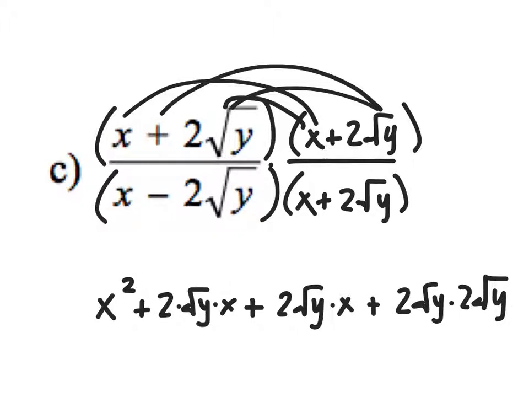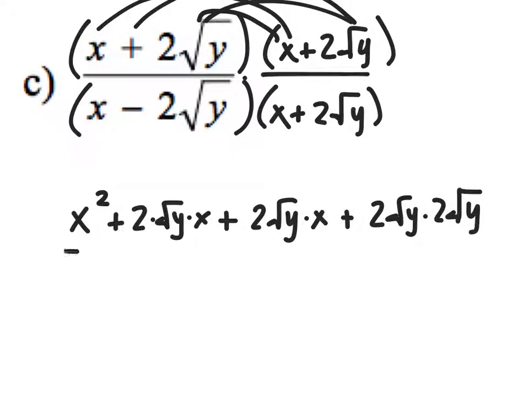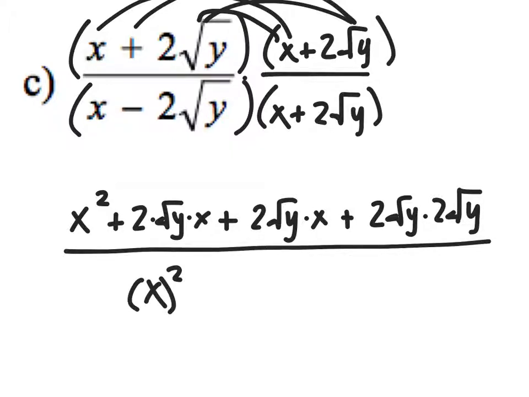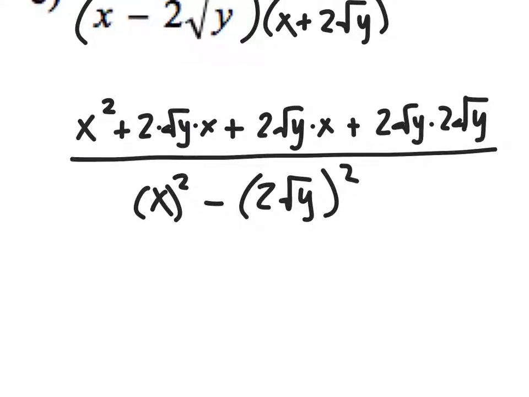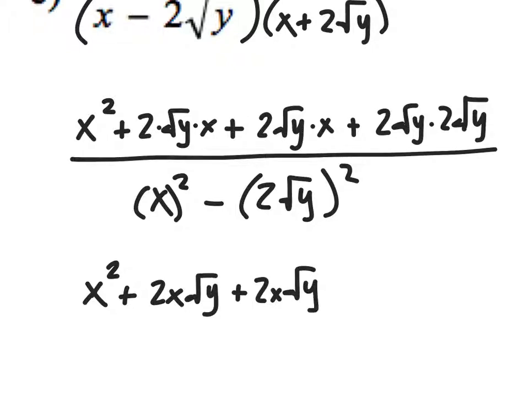Now in my denominator, let's use our formula for difference of squares. So what I end up getting is my first term squared, minus my last term, 2 square root of y, all squared. Now let's take a look at what we get. Up top, we get x squared plus 2x square root of y plus 2x square root of y plus 2 times 2 gives me 4, and then square root of y times the square root of y is square root of y squared, which is just y.